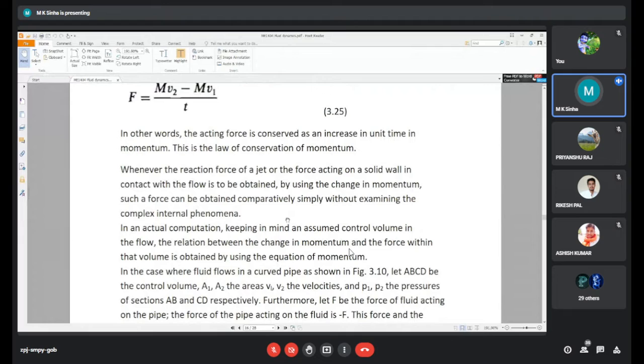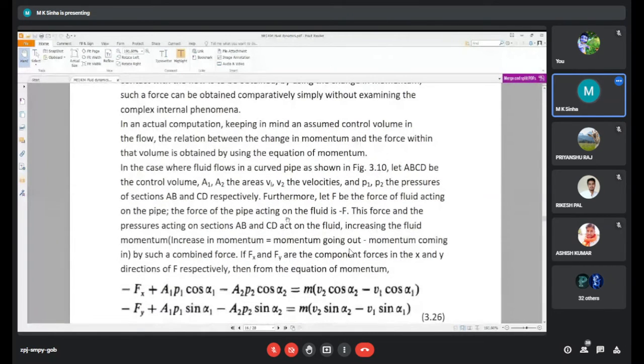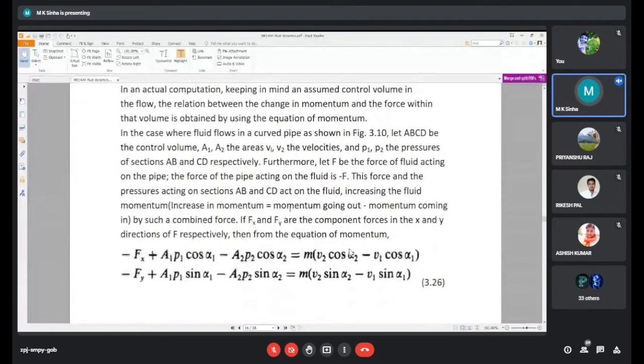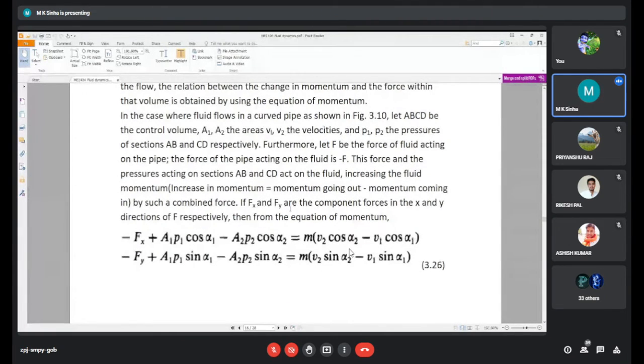So whenever the reaction force of a jet, or the force acting on a solid wall in contact with the flow, is to be obtained, by using the change in momentum such a force can be obtained comparatively simply, without examining the complex internal field. Here we have shown the momentum due to the force acting on a body or wall.